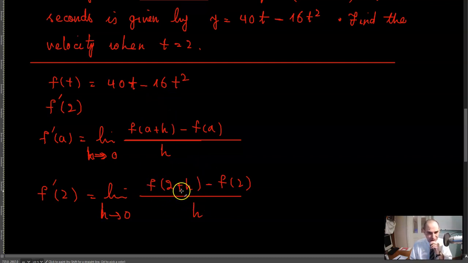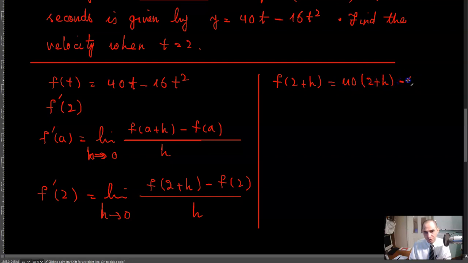And then you can calculate, for example, f of 2 plus h based on this relationship over here. So f of 2 plus h would be the same thing as 40 times 2 plus h minus 16 times 2 plus h whole squared, which would be 80 plus 40 times h minus 16 times, and this would be 2 squared, which is 4, plus h squared plus 4 times h.